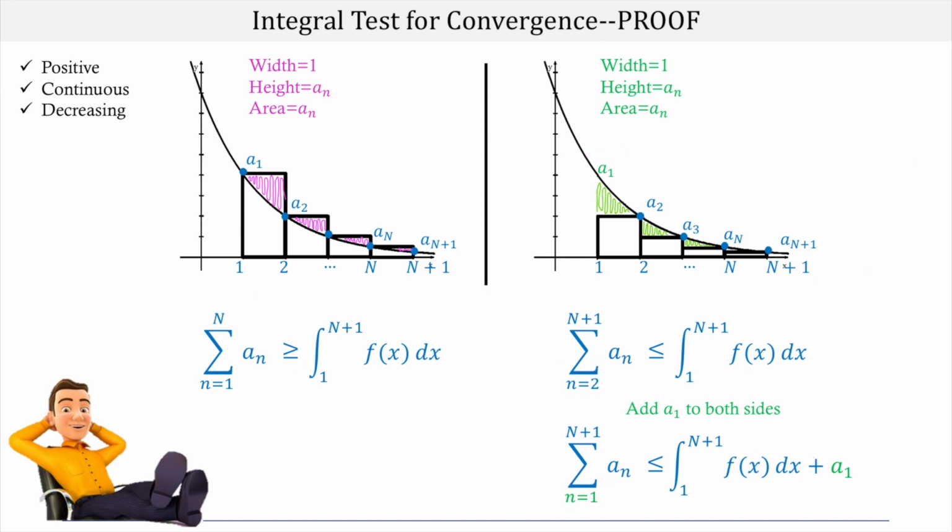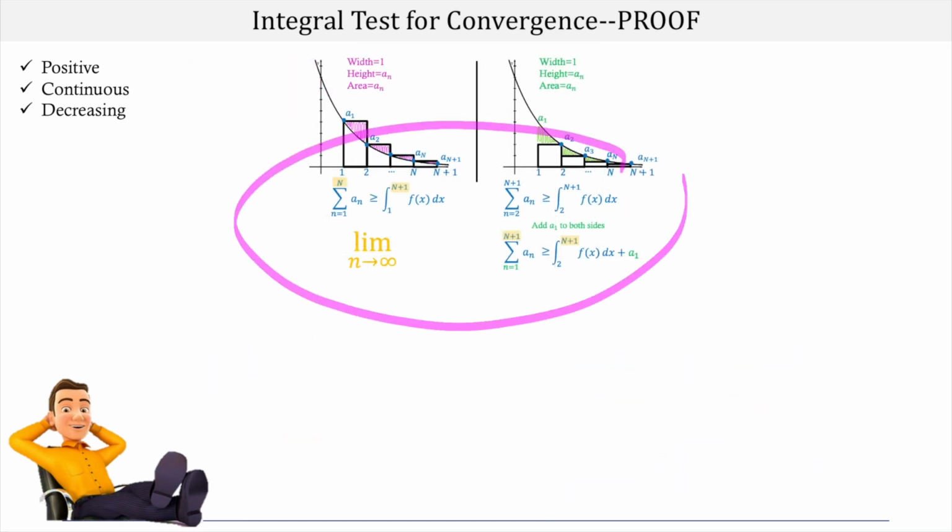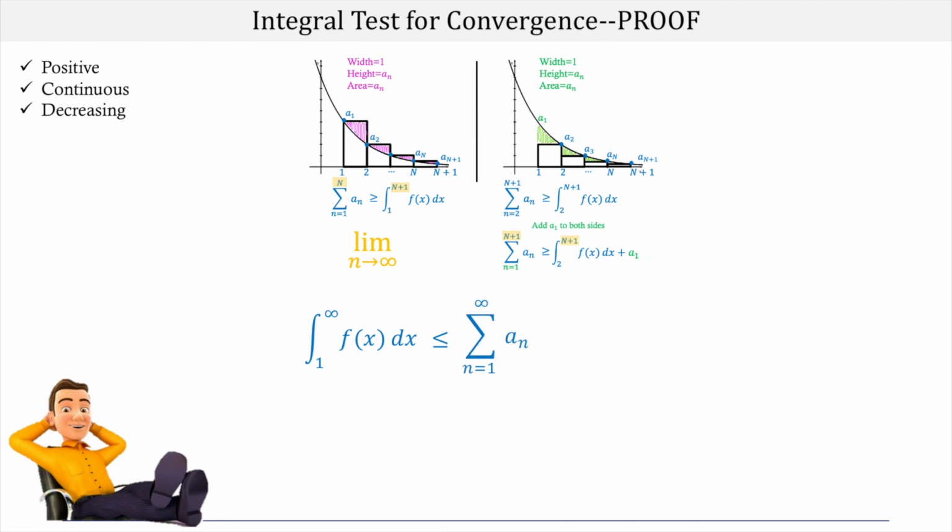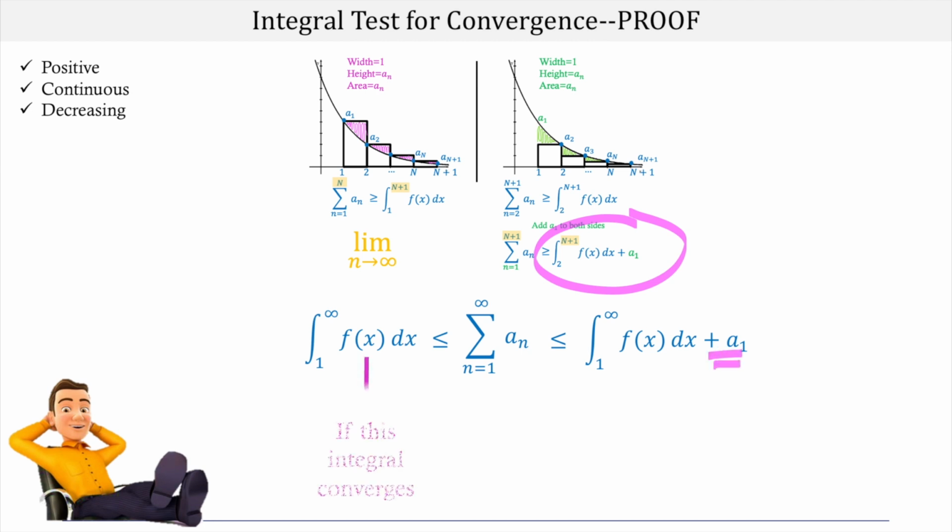Now, if I were to take the limit as n approaches infinity, then n and n plus 1, it's all going to infinity. If I look at all of these expressions, the smallest one is this one, from 1 to infinity, f of x dx. And then the sum of the infinite series would get stuck in the middle. And then the largest of all those expressions would be this one, because I've added that constant to it.